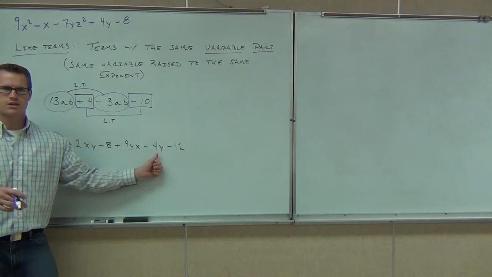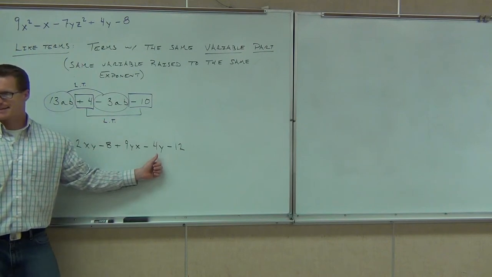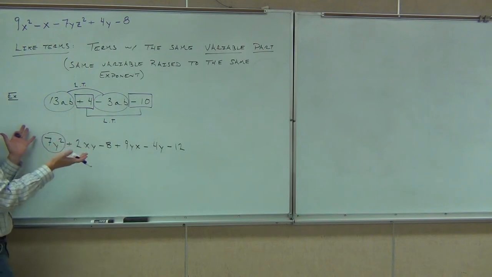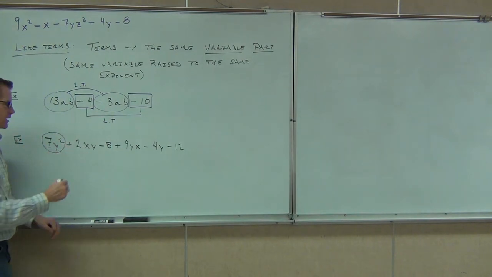Nod your head if you understand that. It's got to be exactly the same variable part. Okay, these ones, those are not the same. So with the 7y squared, we don't have anything in common with that. Now let's go to the next one.